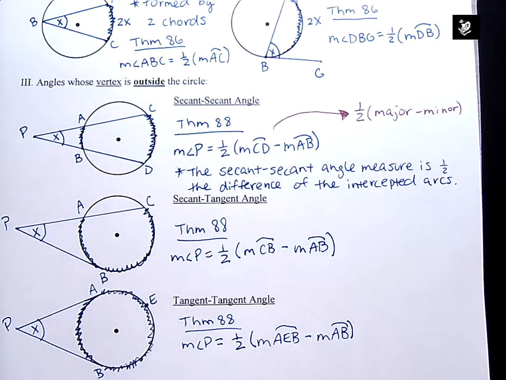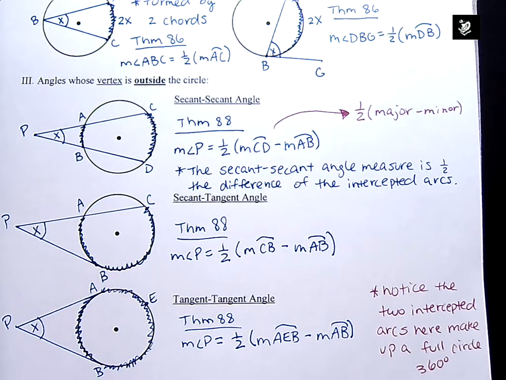And just something to notice, the two intercepted arcs here make up a full circle. So that's 360 degrees with the major and the minor. Okay, so those are the different types of angles related to a circle. We've got vertex inside, vertex on, and vertex outside the circle. So now you're going to try some practice problems with all of these different theorems.